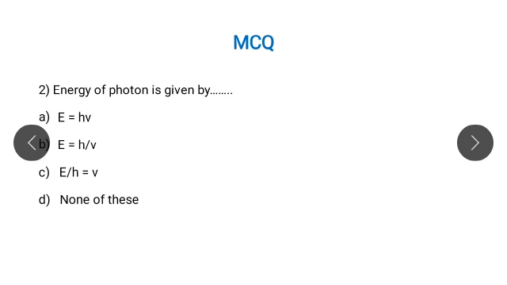Then question number 2 is: energy of photon is given by. Option A is E equals hv, option B is E equals h upon v, option C is E upon h equals v, and option D is none of these. And we know that if nu is the frequency of light and E is the energy, then the energy of photon is given by E equals hv or h nu. Therefore correct option is E equals hv.